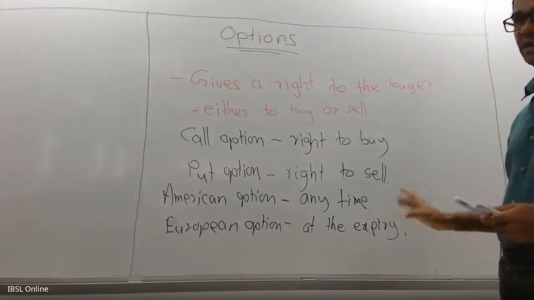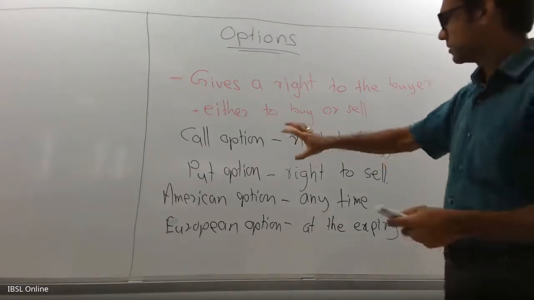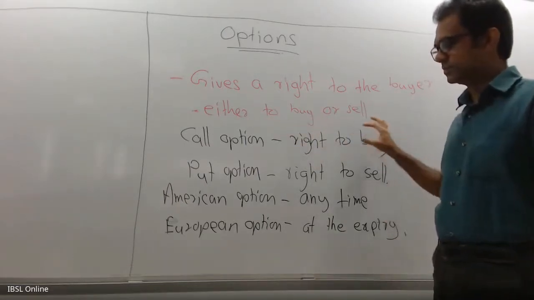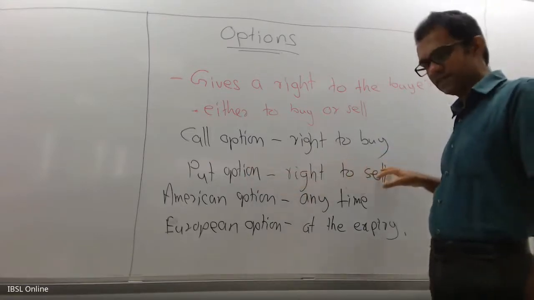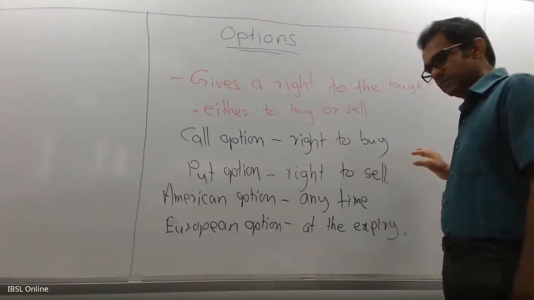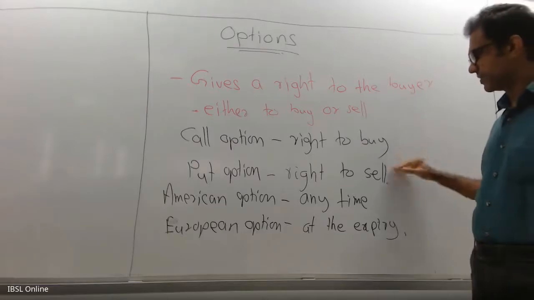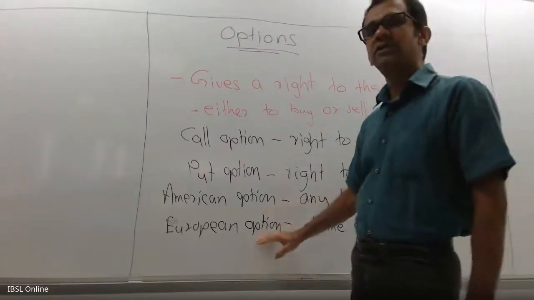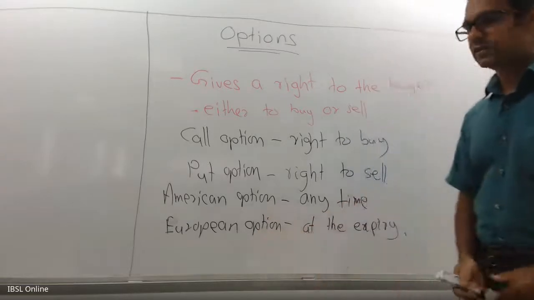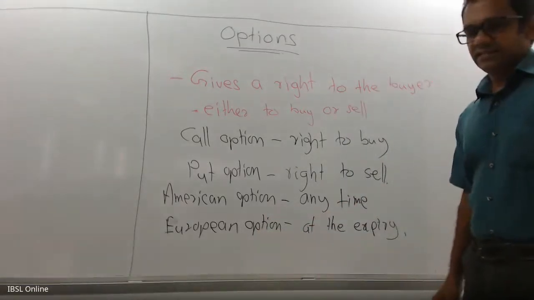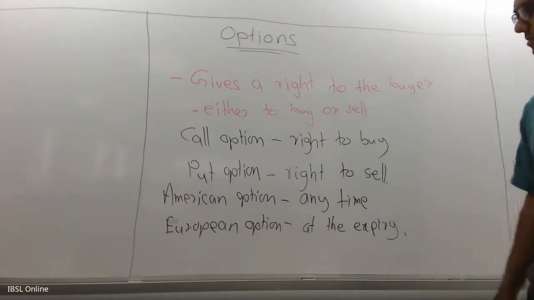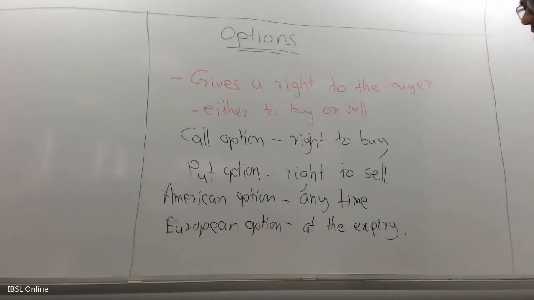These are the basics. A call option gives the buyer of the option a right to buy. A put option gives the put option buyer a right to sell the underlying. And when do they get that right? That depends on whether it's an American or a European option. If it is an American option, the buyer can exercise their right at any time. But in a European option, the buyer can exercise the right only at expiry. Clear?